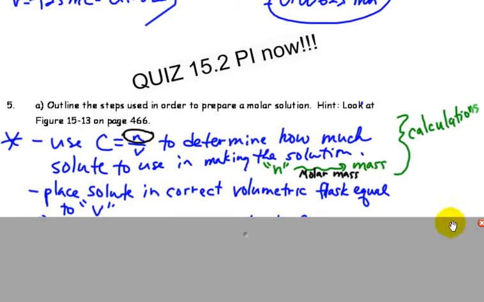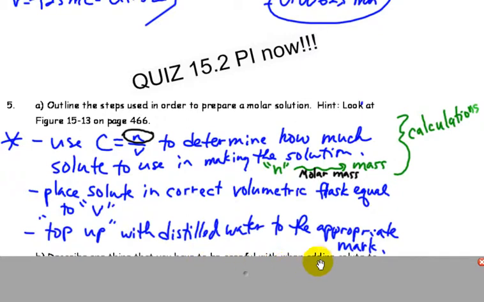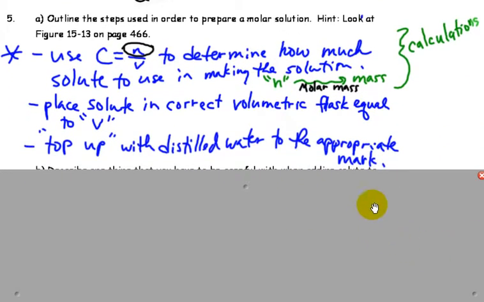Okay, and then next, once we have that solute measured out, we place it into a volumetric flask. Ideally, that flask should be equal to the volume that we want. So for example, if we're making a 250 ml solution, we want a 250 ml flask. And then top up with distilled water to the appropriate mark.